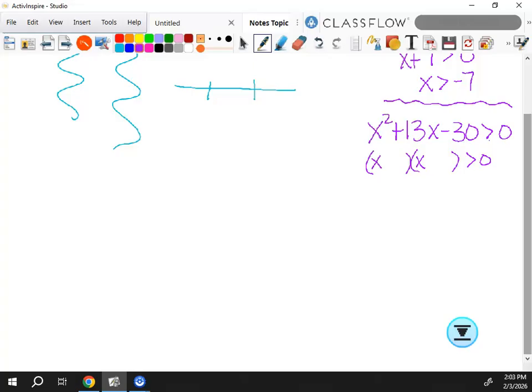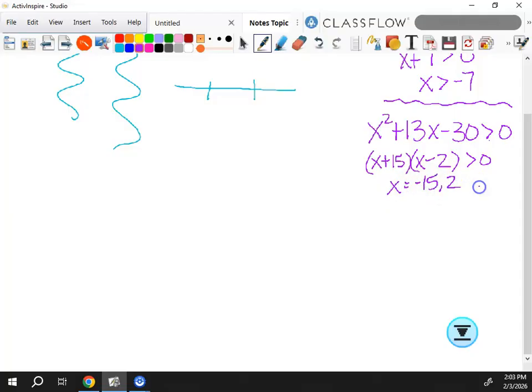10 and 3, 15, 3, 15 and 2. It would have to be a positive 15 and a negative 2. The signs have to be opposite to get that negative 30, and if you do 3 and 10, you're going to end up with a 7 somehow. So those are my numbers, and I get x equals negative 15 and 2, okay?